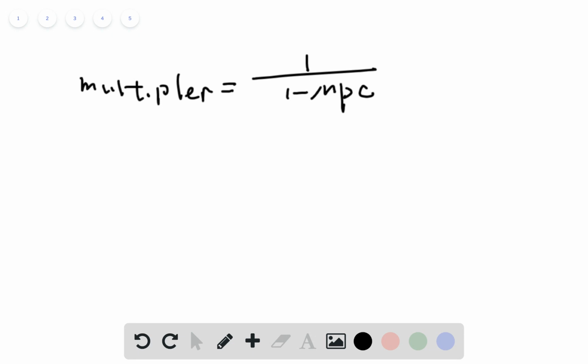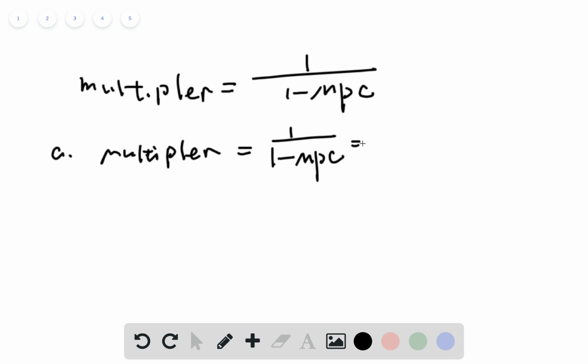So part A asks what the multiplier is for section A. Section A consists only of the poorest household. So for part A, the multiplier should equal 1 over 1 minus the marginal propensity to consume for the poorest household. It should be 1 over 1 minus 0.7. That equals 3.3.